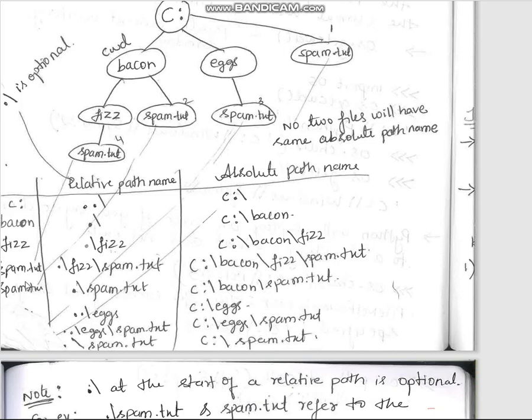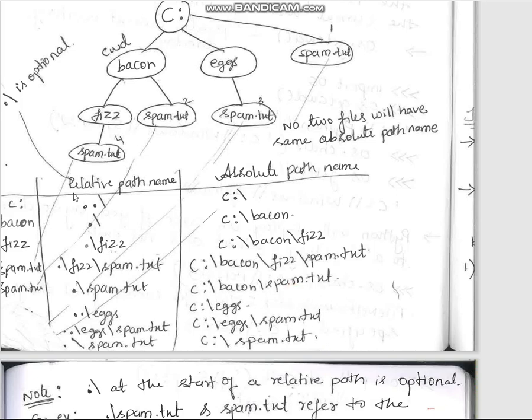Similarly, if I want to write for the spam.txt that is inside this folder fizz. So this is the current working directory. So for a relative path, we start from the current working directory only. So we write it as dot slash fizz slash spam.txt. Similarly, if it is absolute path, we should start from the root. So we write it as C colon slash bacon slash fizz slash spam.txt. Okay guys, this is how we write.